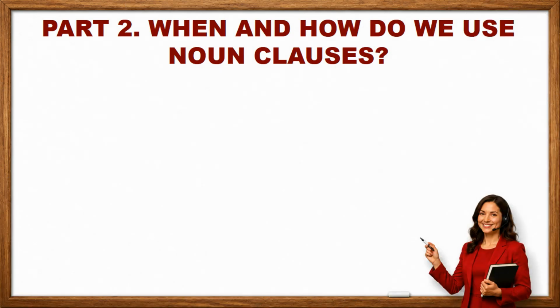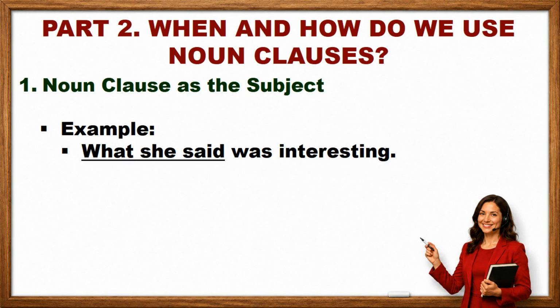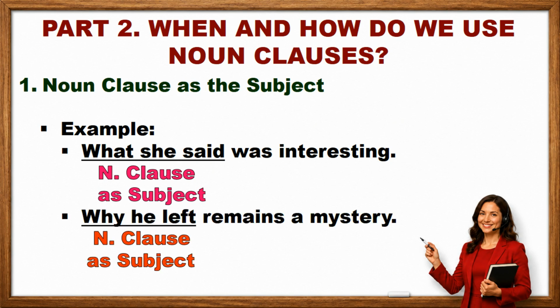Part 2. When and how do we use noun clauses? Noun clauses have several important functions. Let's learn them one by one. 1. Noun clause as the subject. Sometimes the noun clause is the subject of the sentence. Example. What she said was interesting. Ask yourself, what was interesting? Answer. What she said. The whole clause is the subject. Another example. Why he left remains a mystery. Again, the entire clause is the subject.